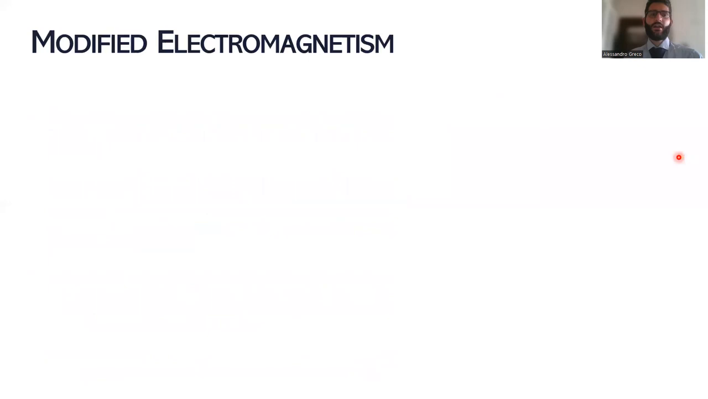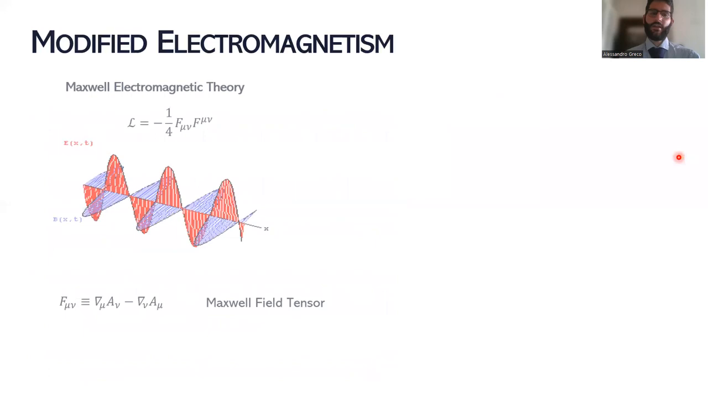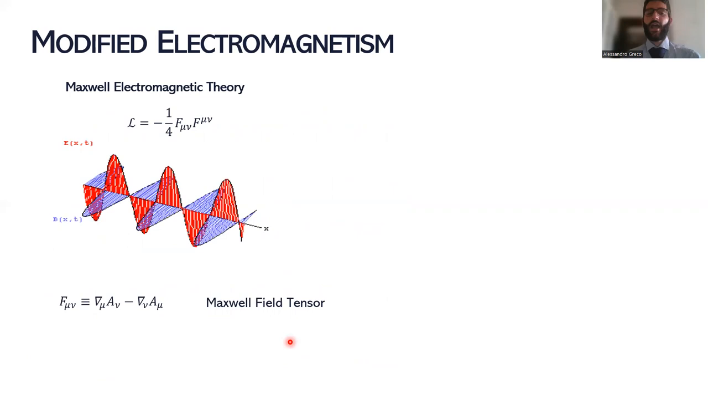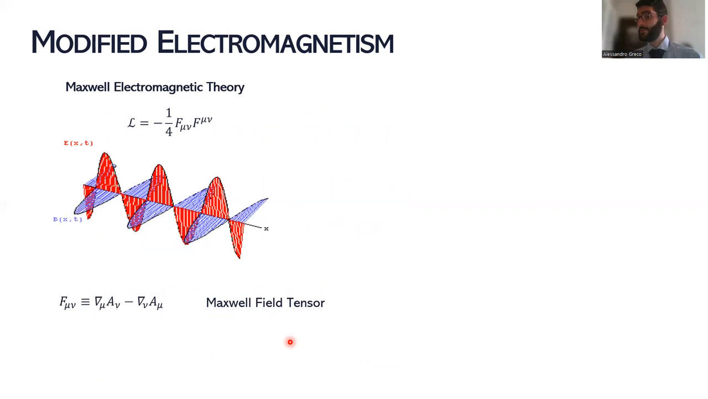Now, the modified electromagnetism that I mean is the following one. You know that in the standard Maxwell electromagnetic theory, there is this Lagrangian density, which is the contraction of the Maxwell field tensor. And when you consider a linearly polarized electromagnetic wave, it just propagates and the polarization plane is not rotating, of course.